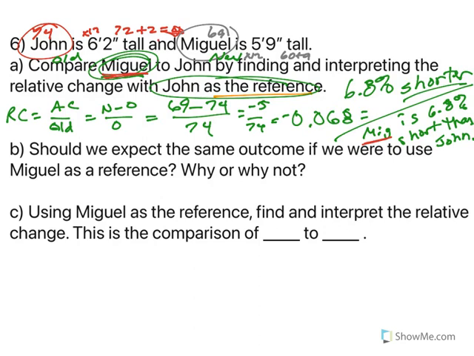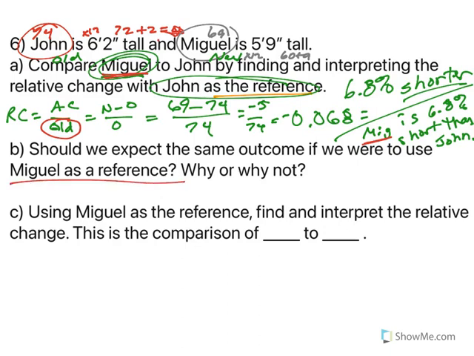Okay, letter B. Should we expect the same outcome if we were to use Miguel as the reference? With absolute change, the answer was yes, because there was the same difference. No matter how you subtract them, they're 5 inches apart. So the absolute change is the same, because there are 5 inches of difference. But remember what relative change is about. We divide by the reference.